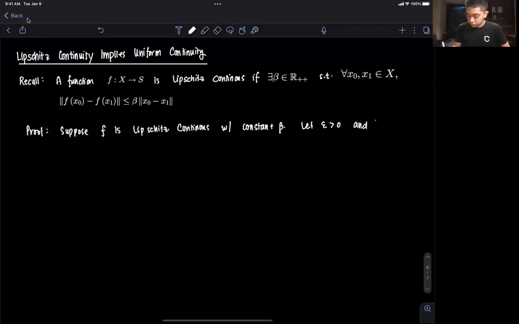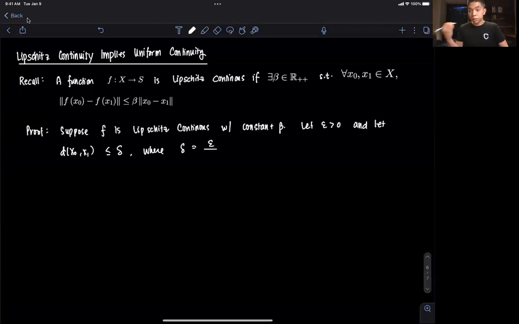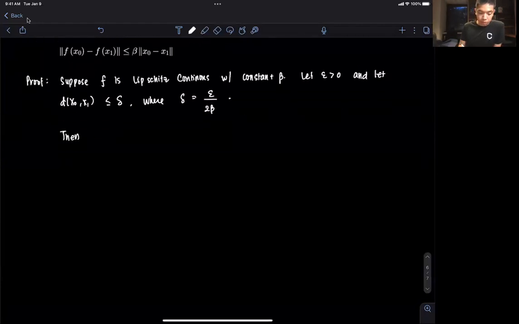And let the distance between the two points x0 and x1, which are contained in X, be less than or equal to delta. Let's define delta as some positive quantity, where delta is equal to epsilon over 2 beta. Epsilon we know is positive by our assumption, and beta is positive as well by our definition of Lipschitz continuity. This is going to be a very straightforward proof.